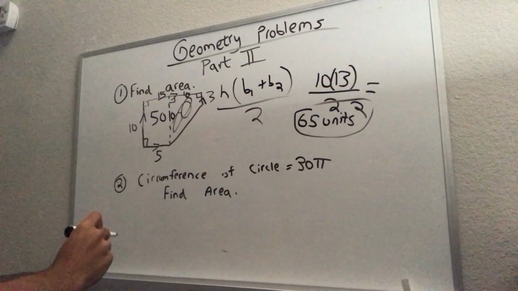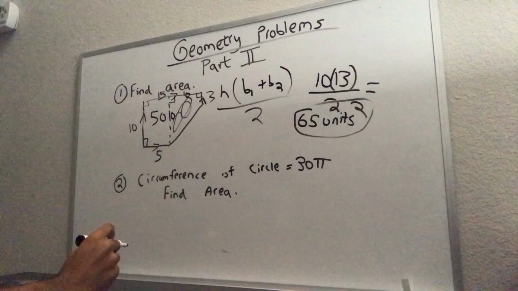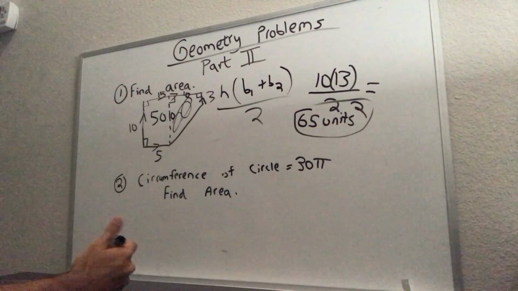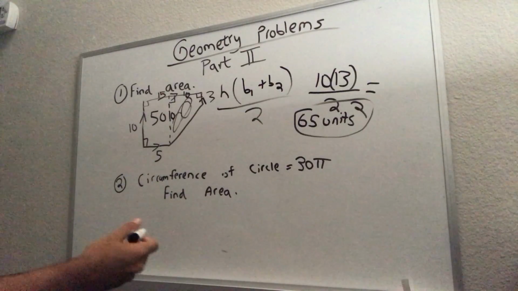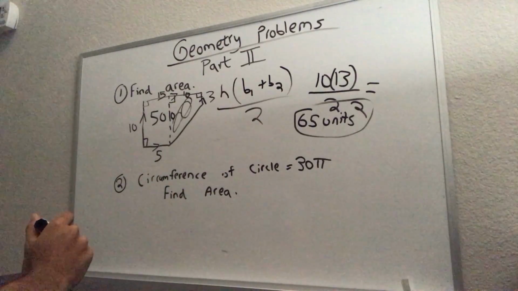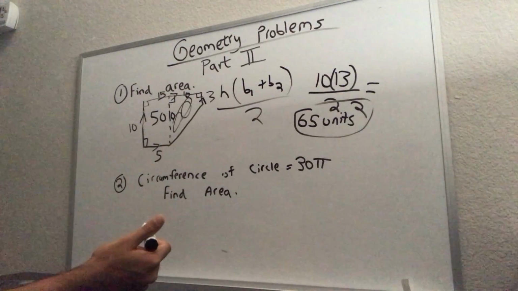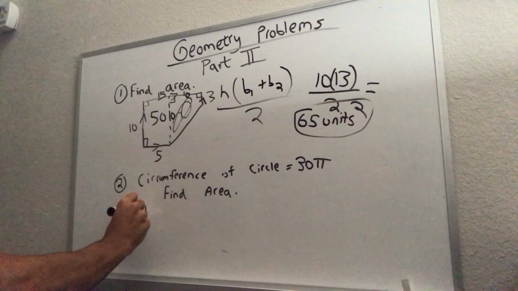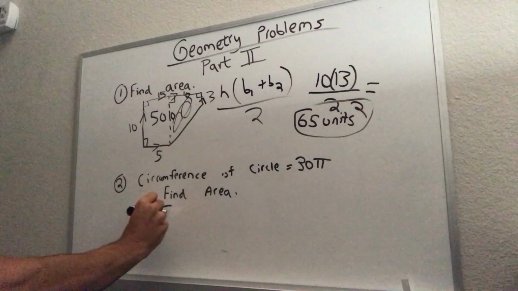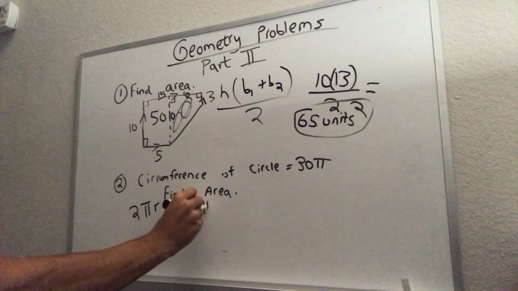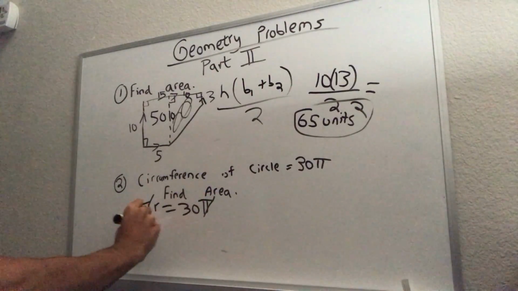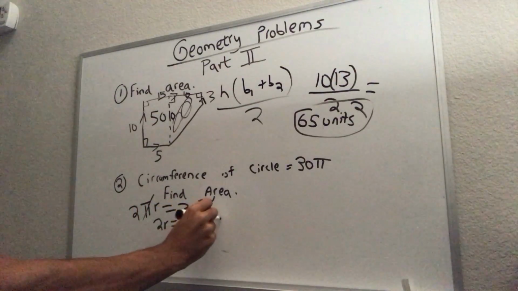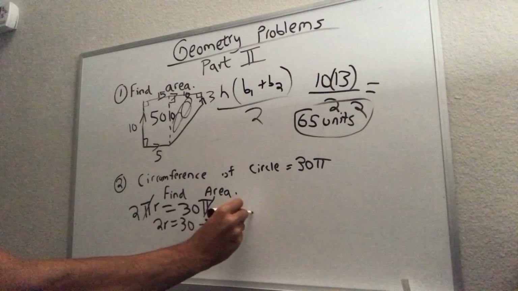Now looking at the second problem here, it states that the circumference of a circle is 30 pi. Again, we went over circles briefly before, and now we have to find the area. If we know the formula to find the circumference of a circle is 2 pi r, we can set this equal to 30 pi. Pi and pi cancel off, and we get 2r is equal to 30. Therefore, the radius in this case must be 15.